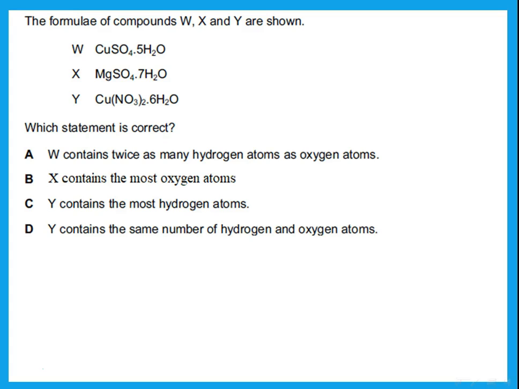Now, choice D says Y contains the same number of hydrogen and oxygen atoms. Okay, Y, how many hydrogen atoms? 2 times 6 is 12. How many oxygen atoms? Well, in the nitrate part, you have 2 times 3, which is 6. And in the 6 water part, that means you have 6 oxygens. So 6 plus 6 is 12. So that is the correct statement.